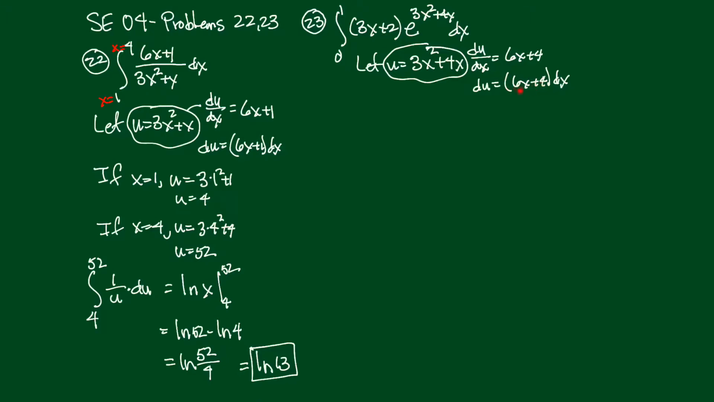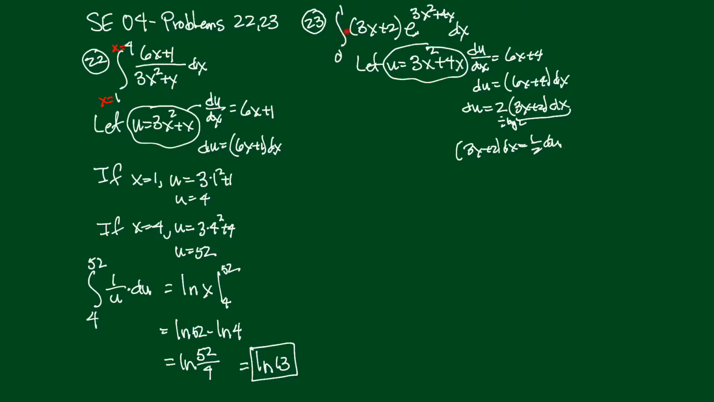Let's factor out a 2 here. If we factor out a 2, it's going to look like this. du will be 2 times 3x plus 2 dx, and that's what we want right there. So let's divide by that 2. Divide by 2, and we'll get that 3x plus 2 dx is 1/2 du. So we've made a lot of progress. What we have here now is e to the u, and then this right here, the 3x plus 2 dx, that's 1/2 du.